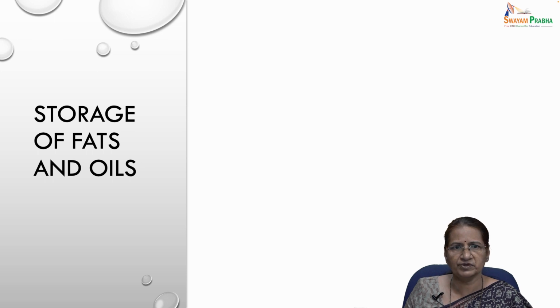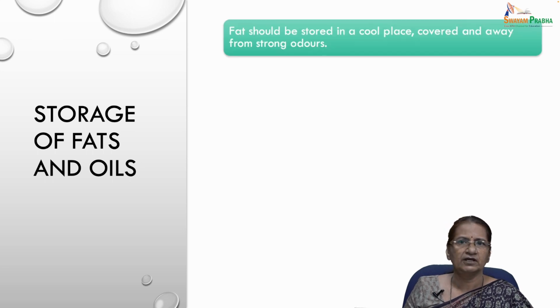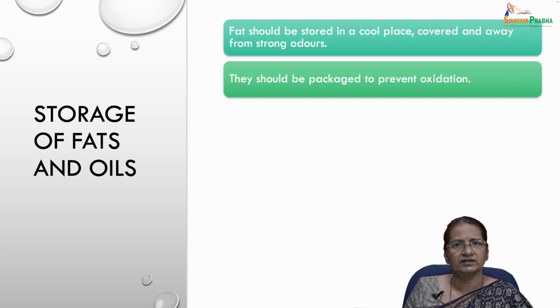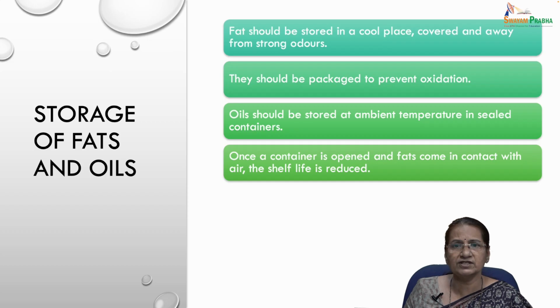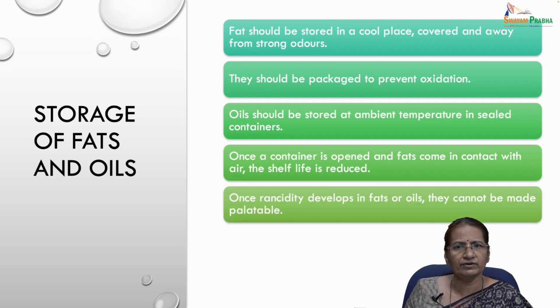Now, coming down to storage of fats and oils. Fat should be stored in a cool place, covered and away from strong odors. They should be packaged to prevent oxidation. Oils should be stored at ambient temperature in sealed conditions. Once a container is opened and fats come in contact with air, the shelf life is reduced. Therefore, opened containers should be used relatively quickly. Once rancidity develops in fats or oils, they cannot be made palatable.